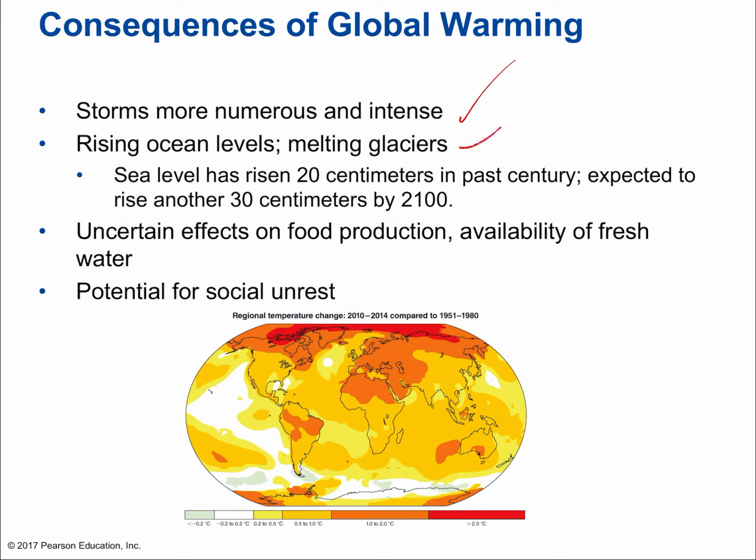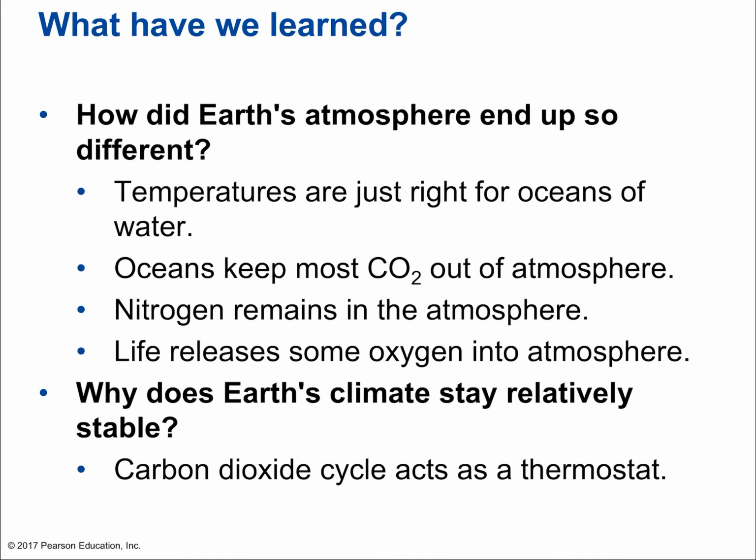So the sea levels have risen 20 centimeters in the past century, and they're expected to rise another 30 centimeters by 2100. Uncertain effects of food production, availability of fresh water, and potential social unrest. Absolutely. The world will change. It will change dramatically in the next couple of generations.